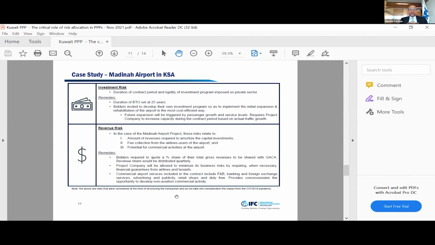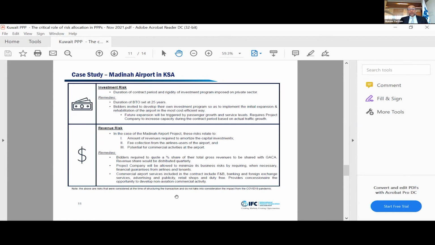The next risk is revenue risk. This is around revenue collection. This is again fee collection, and this is around potential for commercial activities, right? And then you basically said you estimate this and you come up with a number which you are comfortable with, and bidders were required to propose a percentage share of their total gross revenues. And as I said, the winning bid was 54.5%, which we were very, very pleased with together with our client.